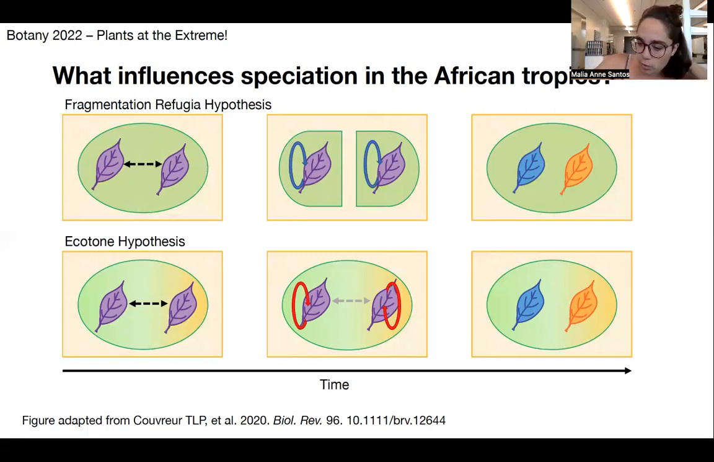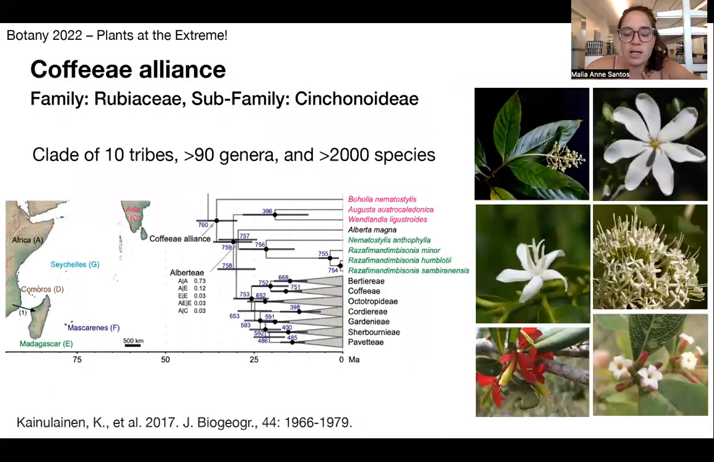And so before we dive into the nitty gritty of everything, I'm going to introduce my study species. So the Coffee Alliance is a big speciose group in Rubiaceae. It's an informal clade of about 10 tribes, 90 genera, and about 2,000 species.